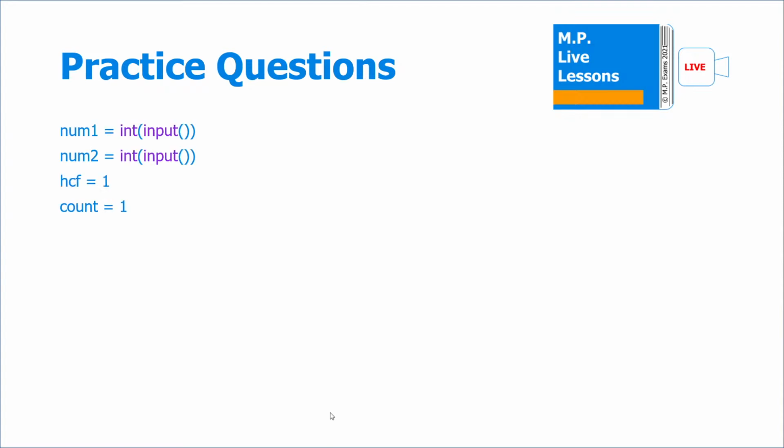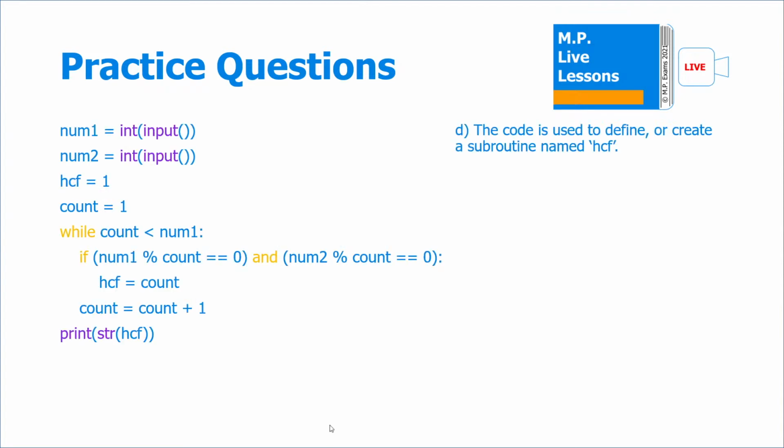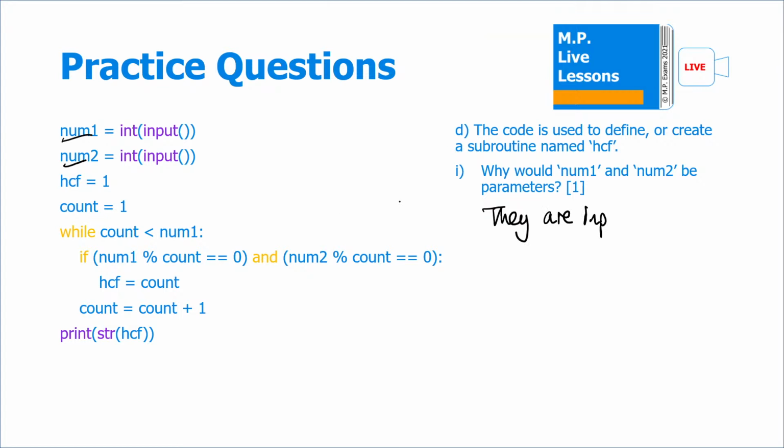And part D is now the code is used to define or create a subroutine named HCF. Now, why would num1 and num2 right here be parameters? Because these are inputs, and really they affect how the program runs.